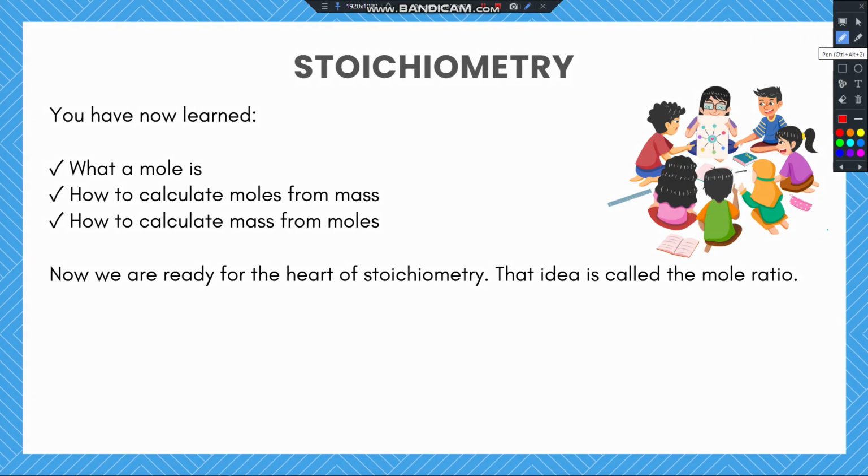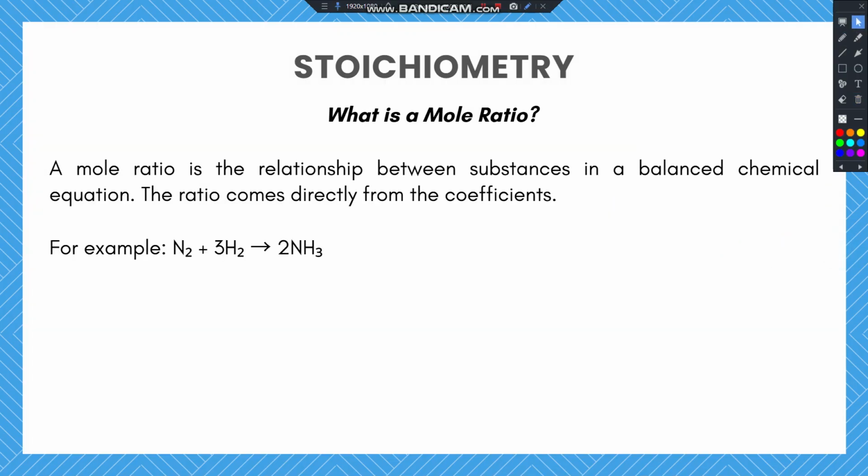At this point, we've been learning a few things up until this moment in this series. We've learned what a mole is. We've learned how to calculate moles from mass. We've learned how to calculate mass from moles. Now we are ready for what I call the heart of stoichiometry, and that is called the mole ratio. So let's take a few moments to learn what the mole ratio is.